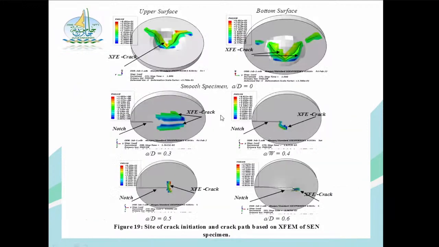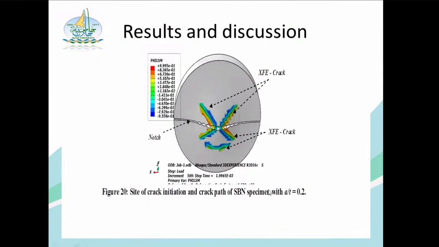Here we're showing the site of crack initiation and crack path for the single edge notch. This is the upper face and this is the bottom face. The upper face will have compression, the lower one will have tension, and we start to decrease the ratio between the length of the crack and the diameter of the sample, and we can tell how it looks when we increase it. The crack is coming here and here for this one, and this is how the notch looks. So this is the site of crack initiation for the SPN, which is the single bottom notch.